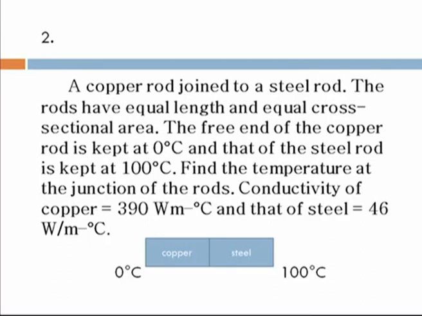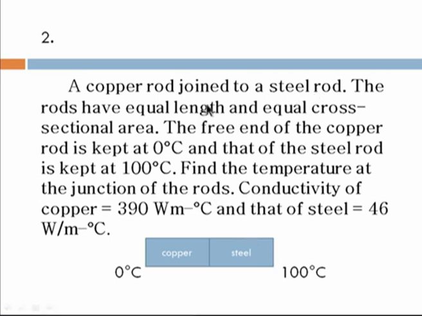Here is the series combination of the problem. Here there are two metal rods. Metal rod 1 is copper and rod 2 is made of steel. One end is maintained at 0 degrees centigrade, the other end is maintained at 100 degrees centigrade. So, one end is at lower temperature, another end is at higher temperature.